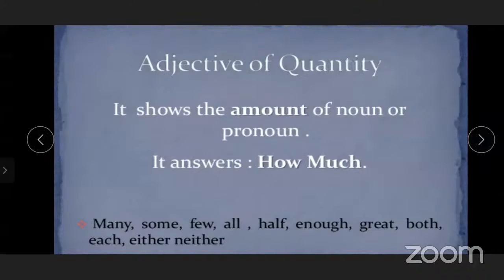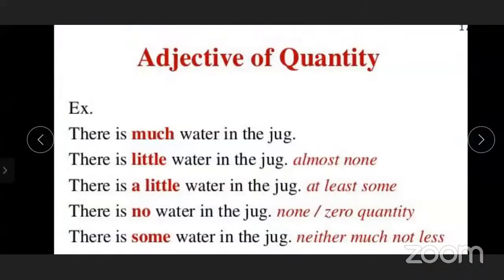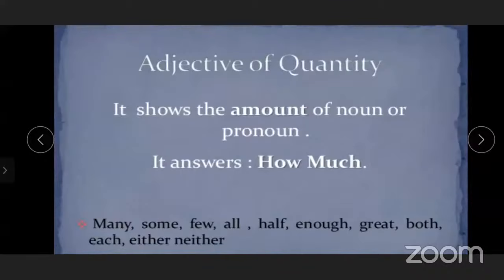We can see the difference in the following sentences. There is much water in the jug. There is little water in the jug. Little means almost none. There is a little water in the jug. A little means at least some. There is no water in the jug. It means none or zero quantity. And there is some water in the jug. It means neither much nor little. So adjective of quantity shows the amount of a noun or pronoun.